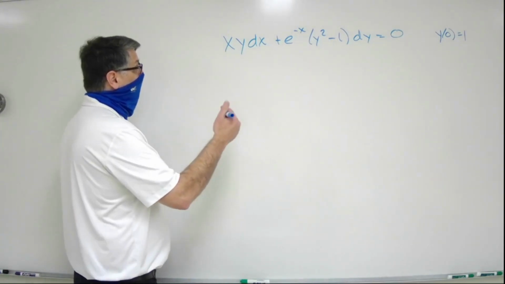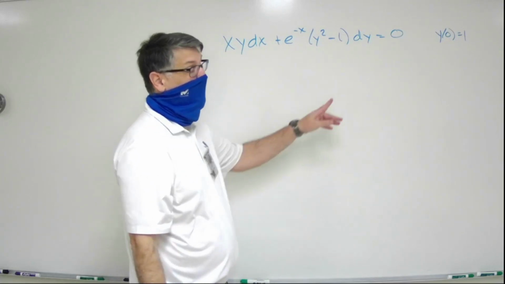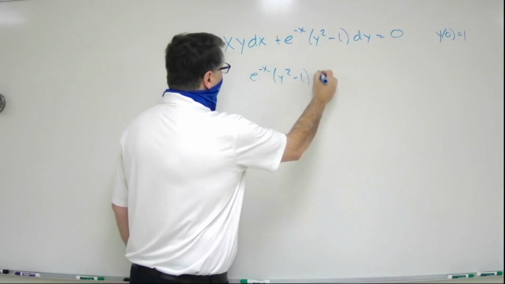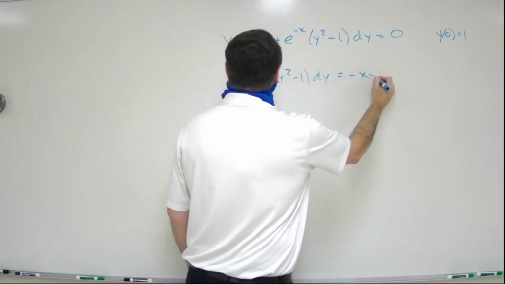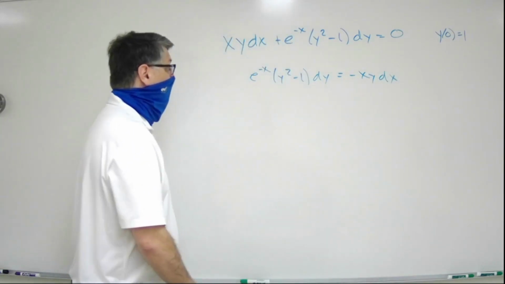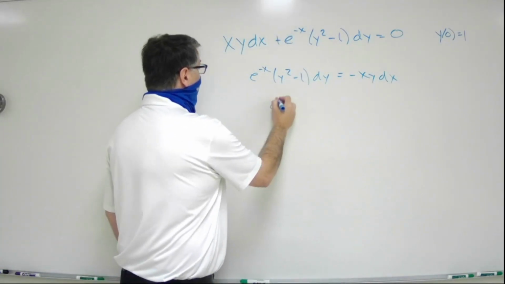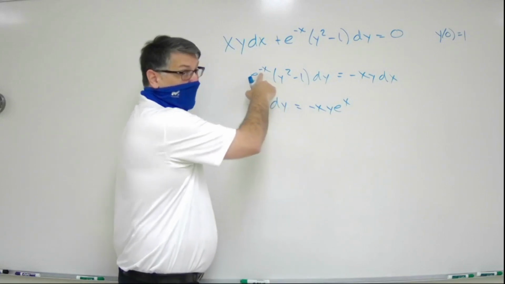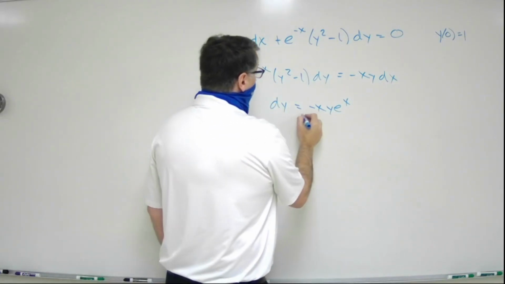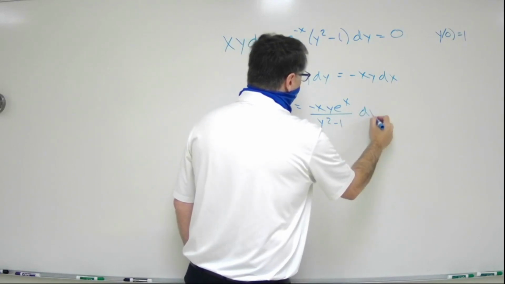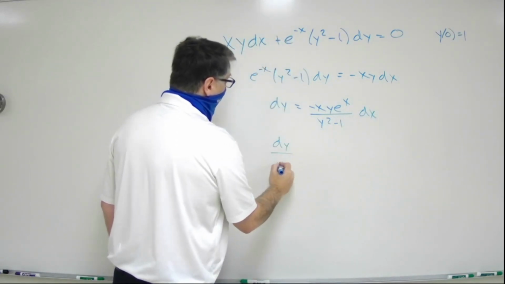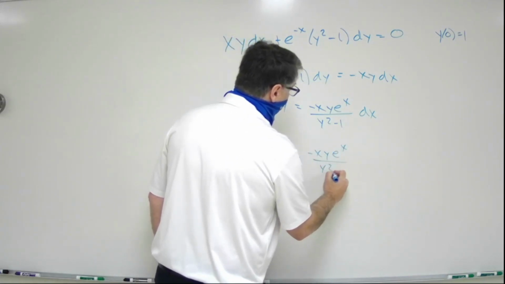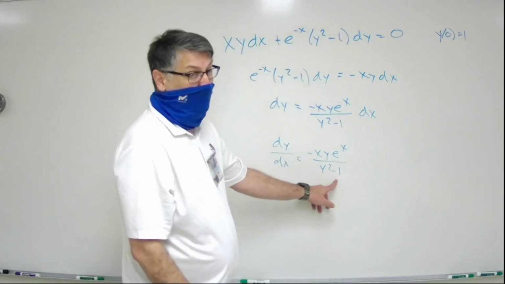So to be able to put this in the calculator, we'll do this. I'm going to subtract the dx over there, because I know I've got to have the dx in the bottom. So I'm going to have e to the negative x, y squared minus 1, dy equals negative xy dx. I'm going to divide both sides by this. I'm going to get dy equals negative xy e to the x, because the negative means it's in the denominator, so I'm multiplying it. All over y squared minus 1 dx, divide by dx, I've got dy over dx equals negative xy e to the x over y squared minus 1. This is what you have to put in your calculator to do this.